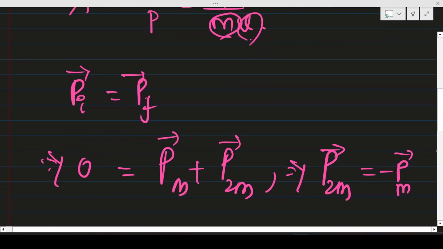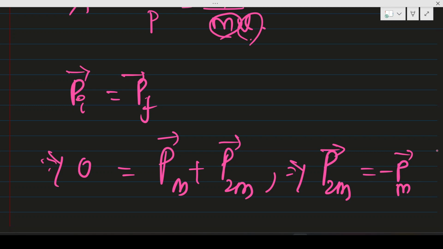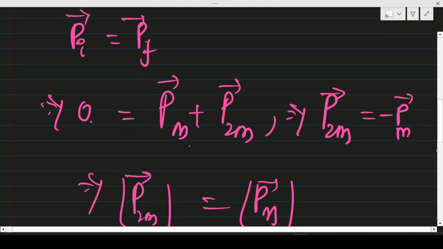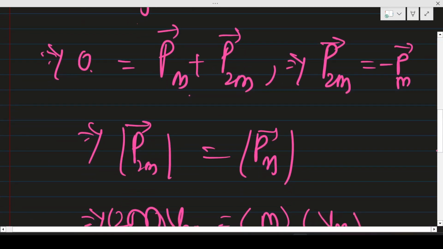For that, we will use the conservation of momentum. So according to conservation of momentum, P initial equal to P final. Now P initial, that is the momentum of that 3m mass, is 0, because it is at rest. So P initial equal to 0 and P final equal to Pm plus P2m. So P2m equal to minus Pm. So their magnitudes are equal, P2m equal to Pm.